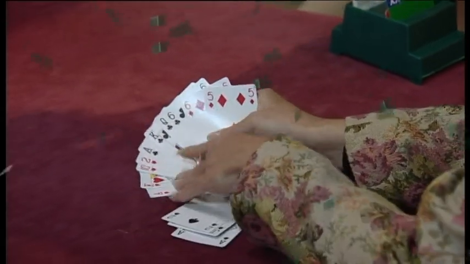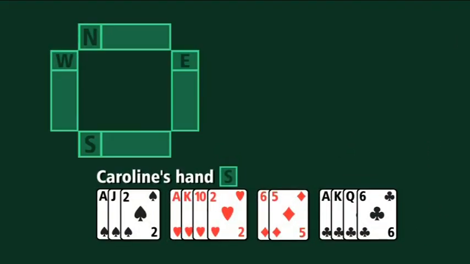Now, we've had an extensive look at opening and responding to 1 no trump, and we're going to move to looking at opening and responding to an opening bid of 2 no trumps. So Caroline, if you'd like to put your cards on the table. Now Caroline has 21 points and she has a balanced hand, 4, 4, 3, 2. And an opening bid of 2 no trumps shows a balanced hand with 20 to 22 points. So notwithstanding the fact that she has 2 small cards in diamonds, Caroline correctly opens the bidding 2 no trumps.